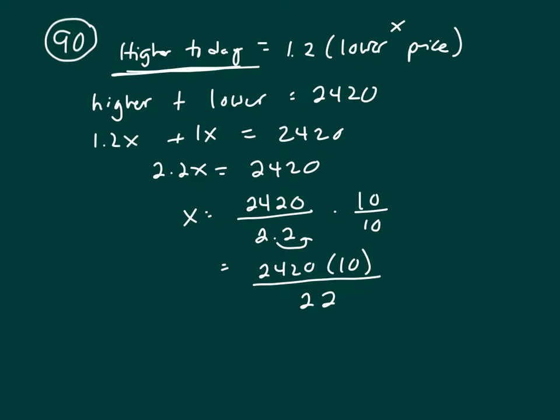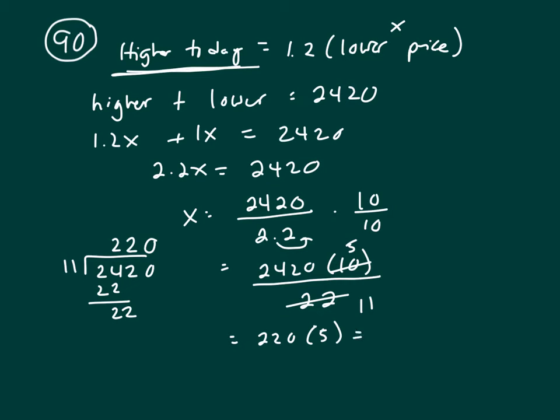Now I just cancel. 2 will go into 10 5 times. 2 will go into 22 11 times. And I bet 11 goes into 2420. I don't really have a trick for that, except long division. But it's going to be short because 11 will go into 22 2 times, and then I bring down that 0. That's going to be 0. So this is 220 times 5. And what is 220 times 5? 5 times 0 is 0. 5 times 2 is 10. 5 times 2 is 10, but carry 1, so that's going to be 1100.